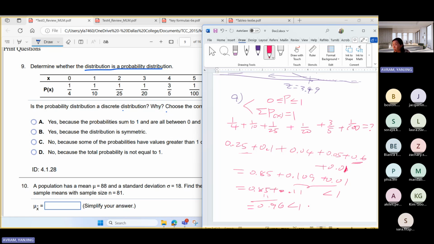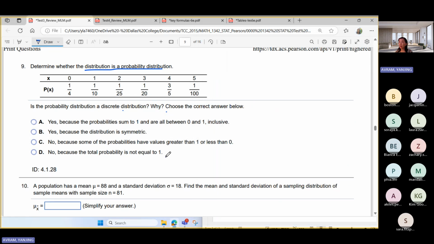All right, so since it's not exactly equal to 1, it's either greater than 1 or less than 1. That means it's not a distribution. Okay, it's not a probability distribution. So you can find the correct answer from here. The answer will be no, right?